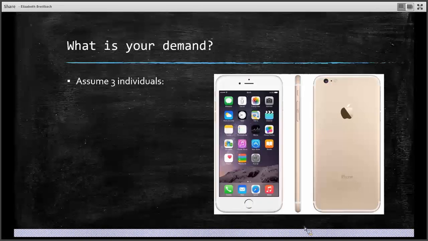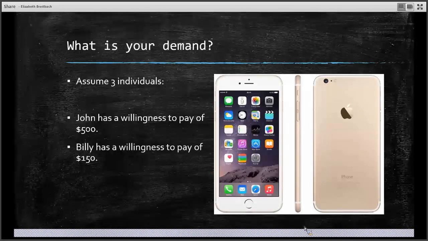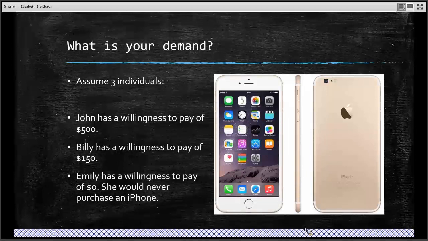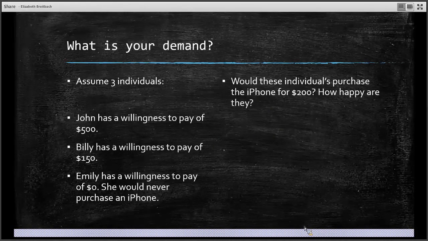All right, so let's assume 3 individuals. Again, John has a willingness to pay for this iPhone of $500. Billy has a willingness to pay and an ability to pay of only $150. And Emily said she would never purchase an iPhone. She has a willingness to pay of $0. All right, so if the iPhone costs $200, how happy are these individuals?